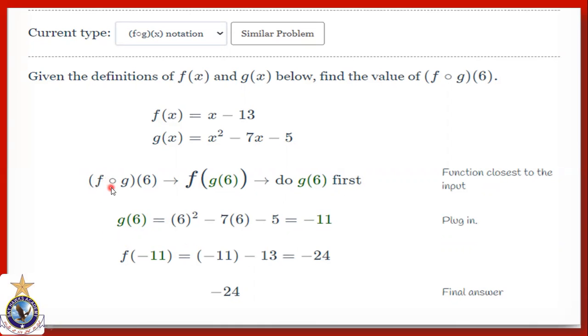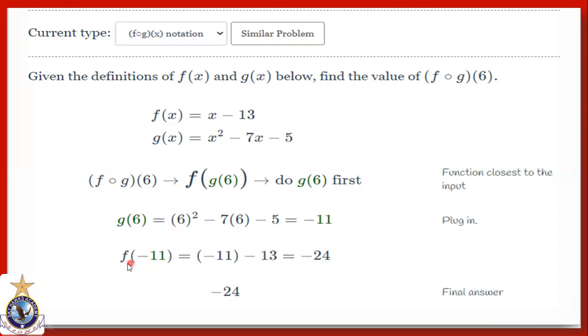So order is very important. Here we have f, and f of x is defined in this way. Are you looking at this? I'm sure you are with me. If there is any confusion, then you can ask. It's very simple.